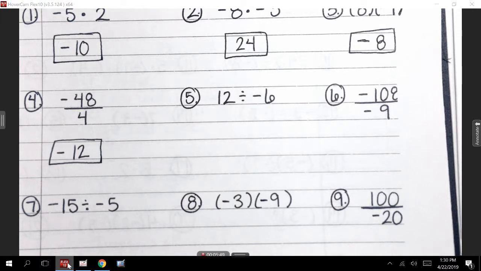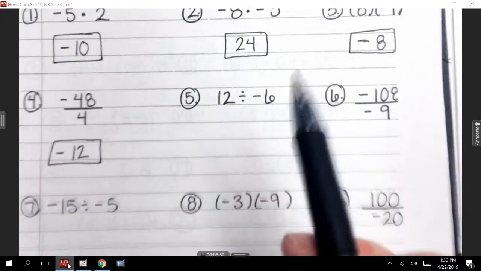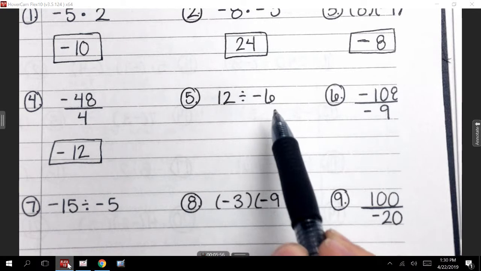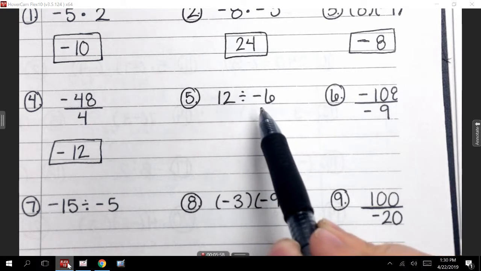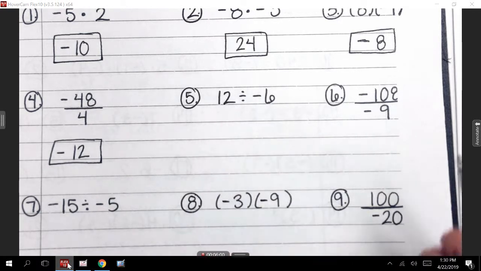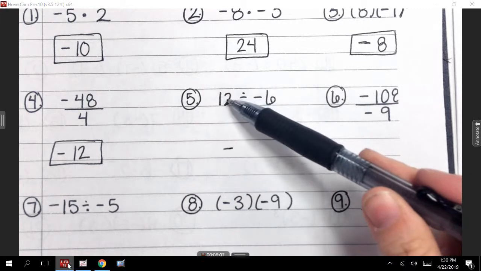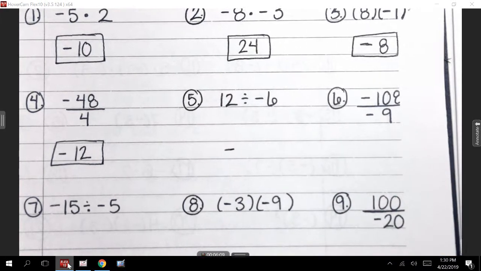Number 5. Jaden, on number 5, are they the same signs or are they different? Different? So Jaden, will I have a positive answer or a negative answer? Negative. They're different, so I'm going to put a negative sign. And Jaden, what is 12 divided by 6? 2.